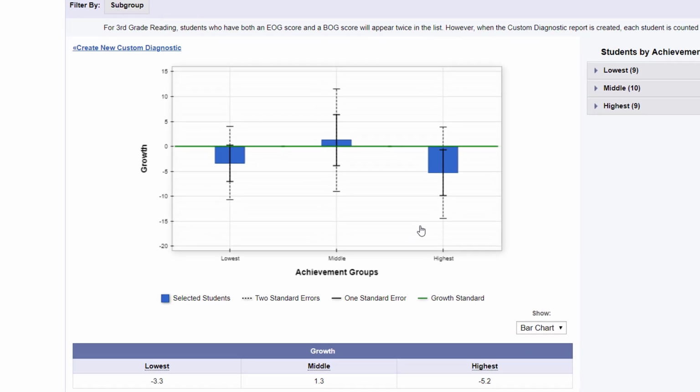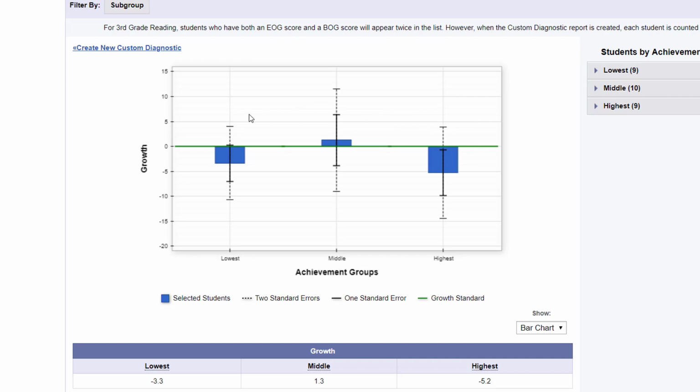The interesting thing about this is very similar to what my effect was on the students that I taught the previous year. The average students, again, perform well. They didn't exceed growth. They met growth. But my lowest performing students and my highest performing students did not meet growth.